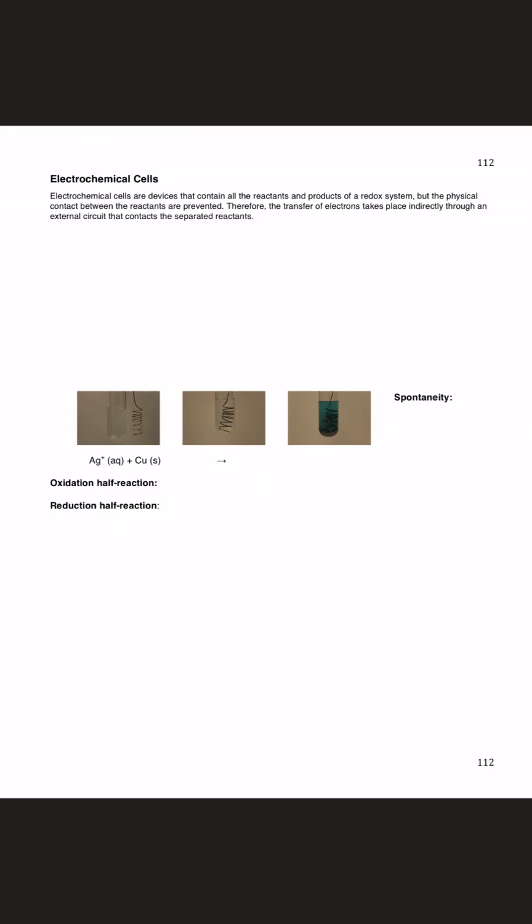There are two types of electrochemical cells. One is the galvanic cell or voltaic cell, and the other is called the electrolysis cell. The difference between these two is that the first one, the galvanic cell or voltaic cell, is based off a spontaneous reaction, and the electrolysis cell is based off a non-spontaneous redox reaction. First, we will focus on the galvanic cell or voltaic cell, which is based on the spontaneous redox reaction.